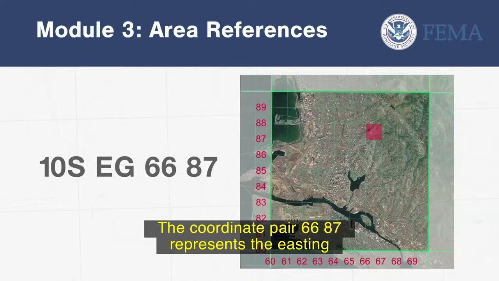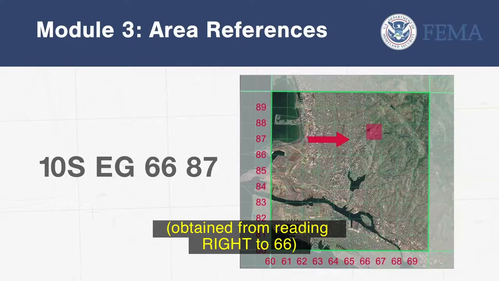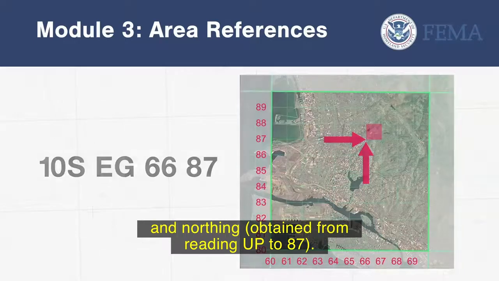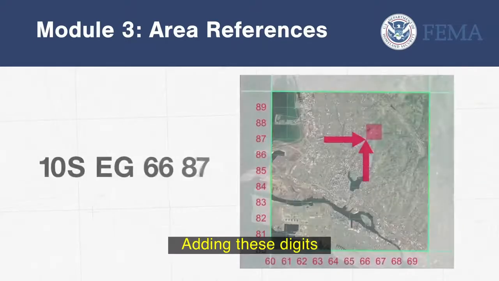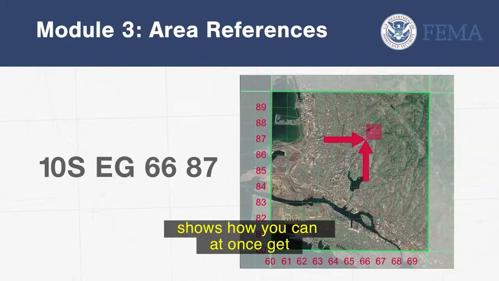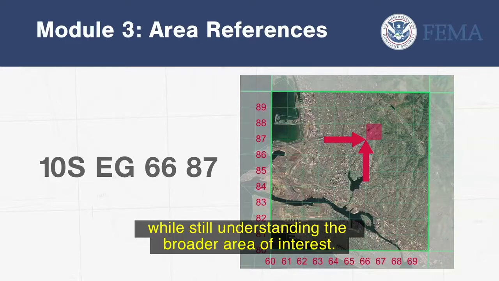The coordinate pair 6687 represents the easting, obtained from reading right to 66, and northing obtained from reading up to 87. Adding these digits to the full USNG coordinate shows how you can at once get tactical level location information while still understanding the broader area of interest.